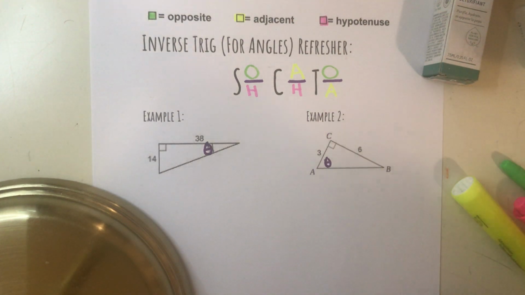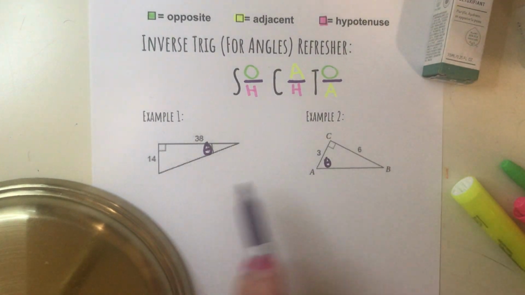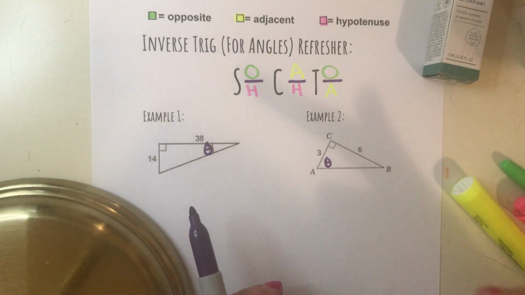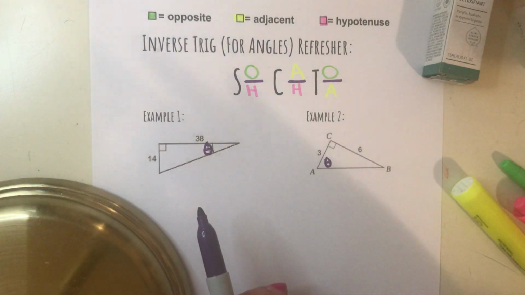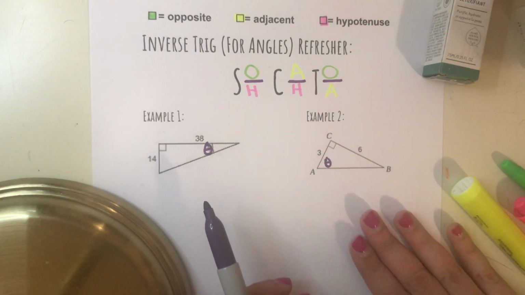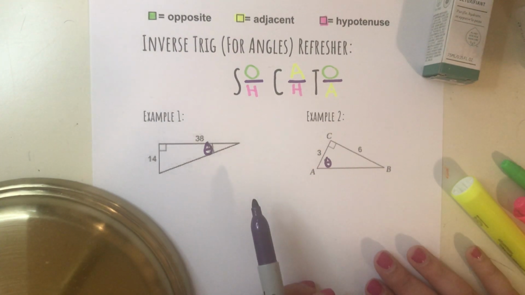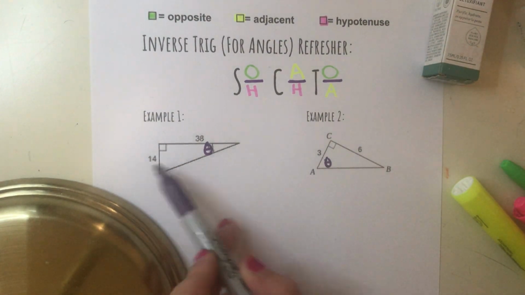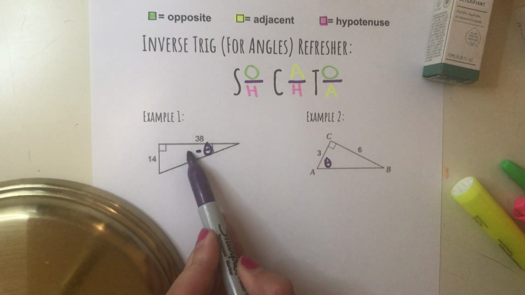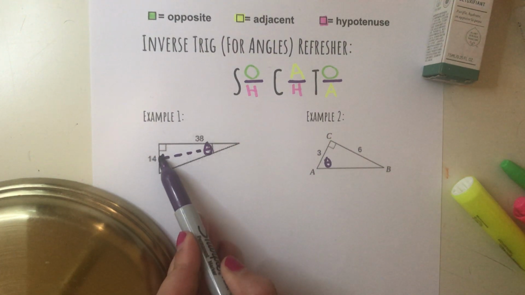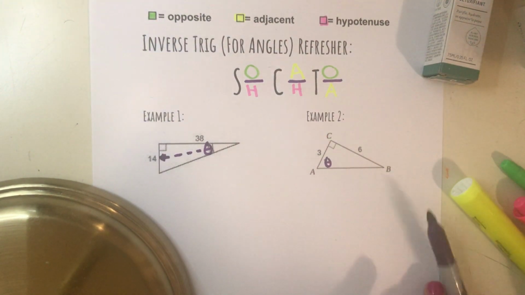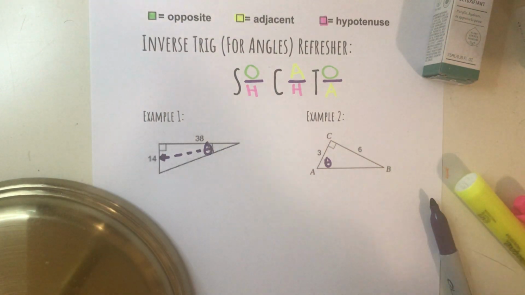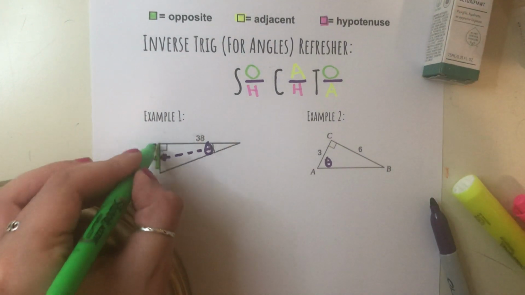So just like we would for sides, I'm going to identify each spot, and I've color coded it the same as our refresher video for sides. So you're used to green being opposite, yellow being adjacent, and pink being the hypotenuse. So I'm going to start with example 1, and I'm looking at 14 from theta. And I notice that I have to go across my triangle to get there. And we know that when we go across the triangle, it is opposite. So 14 is my opposite side.